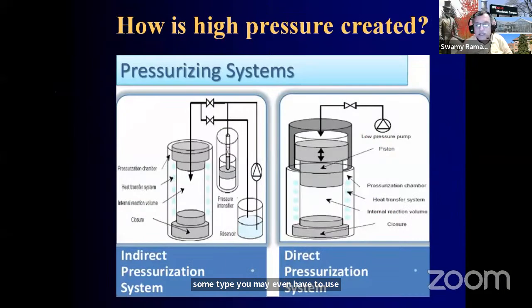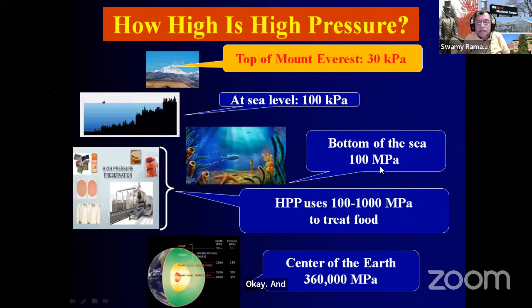And then at the bottom of the sea, it's about 100 megapascals. 100 megapascals is 100,000 kilopascals. It's almost like 1,000 atmospheres. And then the normal high pressure processing level is between 100 and 1,000 megapascals. If you go down to the center of the earth, it's a humongous pressure.